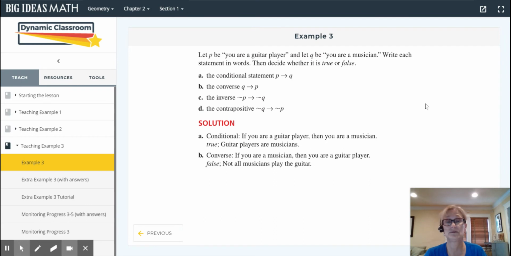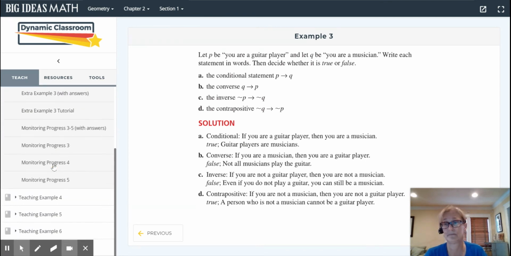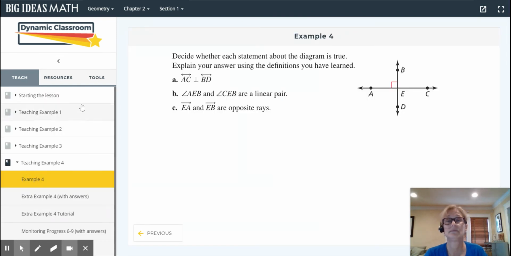And I will write those definitions. So you can see the conditional and the contrapositive are the same. They're both true. But the converse and inverse are both false. Example 4. Decide whether each statement about the diagram is true. Explain your answer using the definitions you have learned.